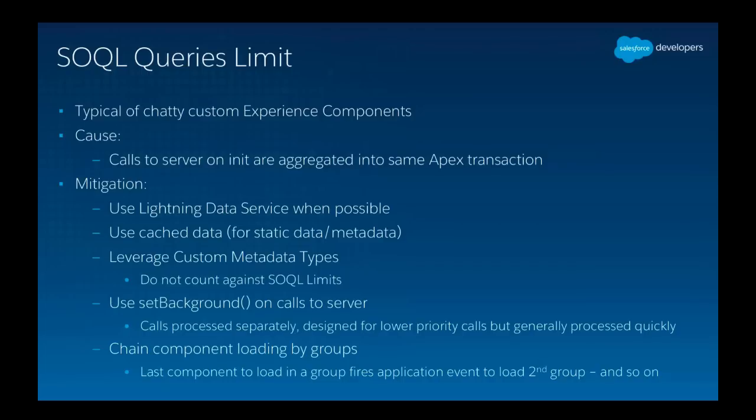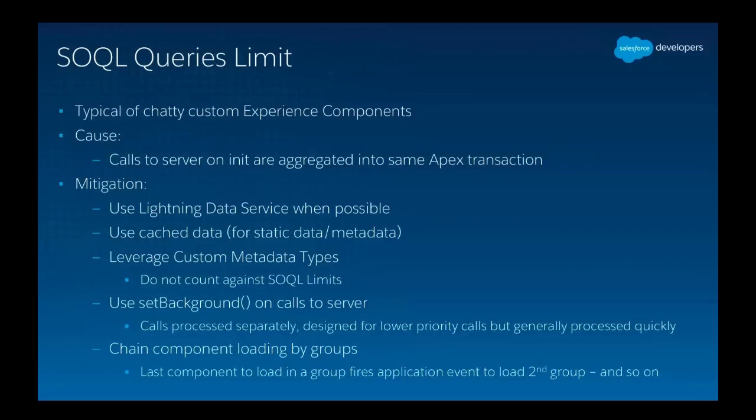Leverage custom metadata types that do not count against SOQL limits. Use set background on calls to the server. And that's why it's so important in your service component to provide the ability for selected actions to set this particular option. This allows calls to be processed separately, and it's generally designed for lower priority calls, but it's generally processed quickly. So if you find yourself having a lot of calls to the server, try using set background and check what the actual impact is.